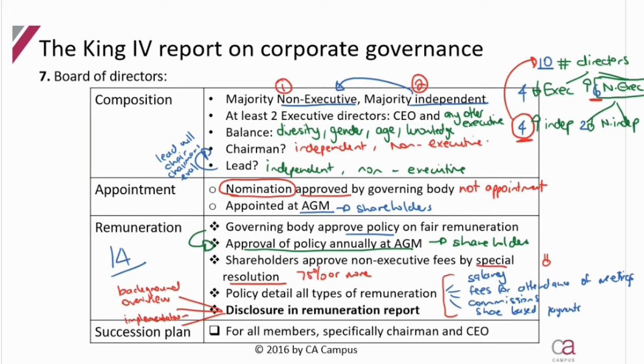Okay, also there must be a succession plan for all members, but they specifically address a succession plan for your CEO and chairman. So this is where they've got something in place in case the chairman or CEO resign or need to be removed.